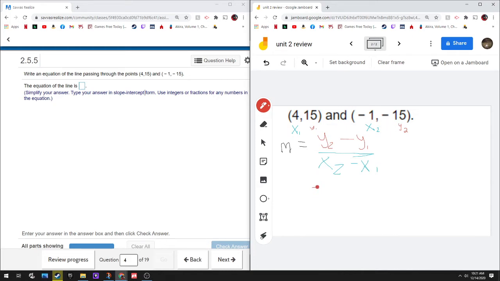So y2 was negative 15 minus y1 was 15, all over x2 was negative 1 and x1 was 4. And you can use your calculator to figure these out if you're not sure. Negative 15 minus 15 is negative 30. Negative 1 minus 4 is negative 5. And I divide those and I get positive 6. So all that was to get us positive 6.